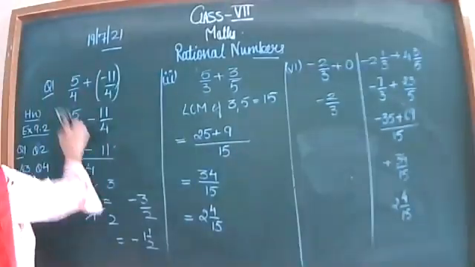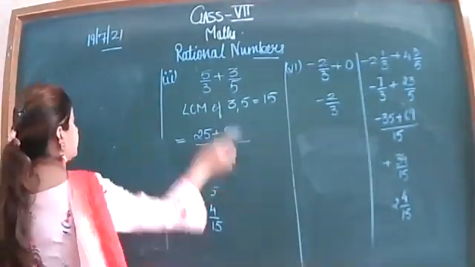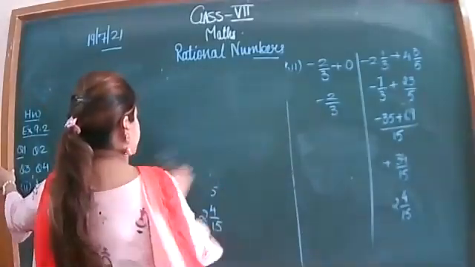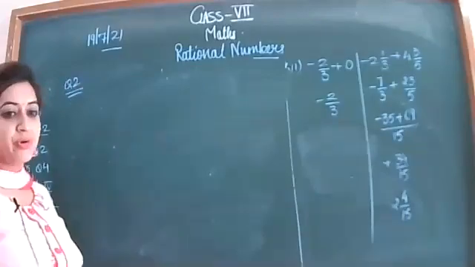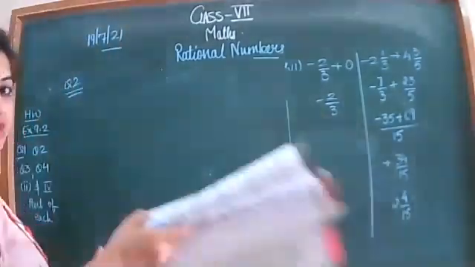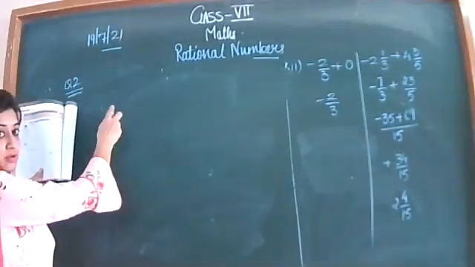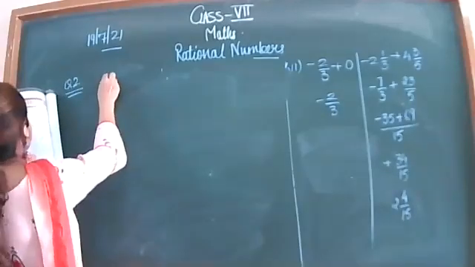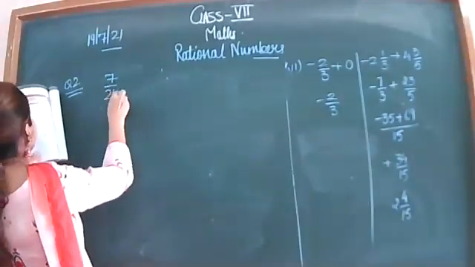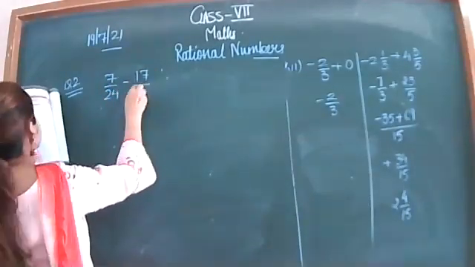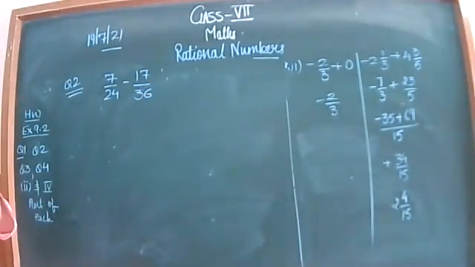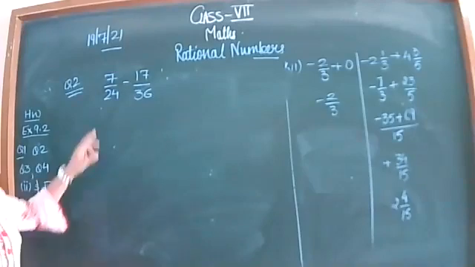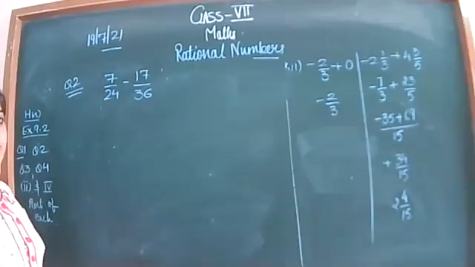Next, question number 2. Question number 2 is of subtraction. So first question is 7 by 24 minus 17 by 36. You have to subtract them.